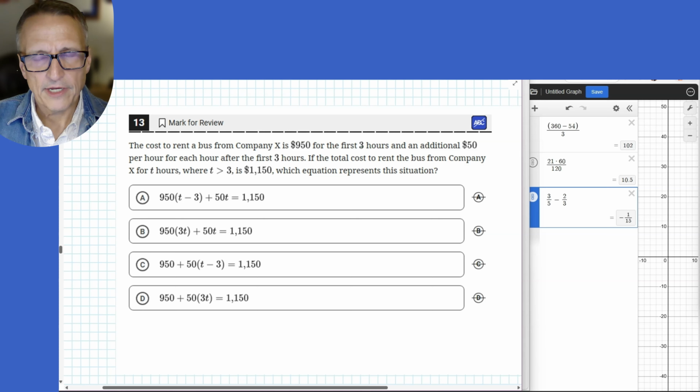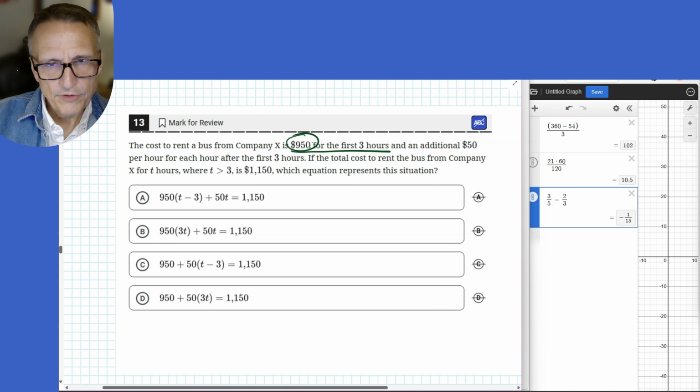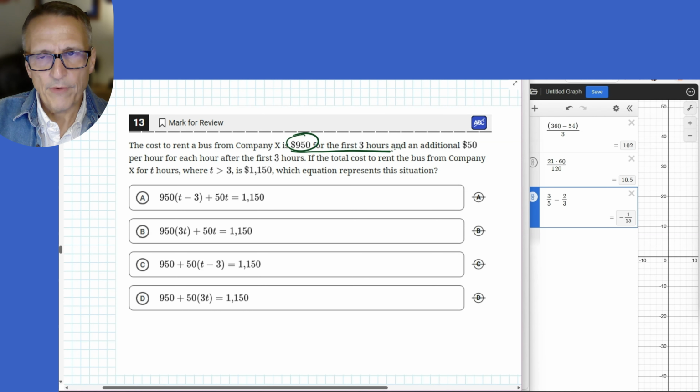Here's one that might typically be missed on Module 1. This is a very classic kind of question where they are lumping in the first 3 hours that you are paying for this bus within a fixed fee of $950. So you have $950 that you would have to pay for the first 3 hours, and then every hour after that, you would have to pay $50 per hour. But again, only after the first 3 hours.